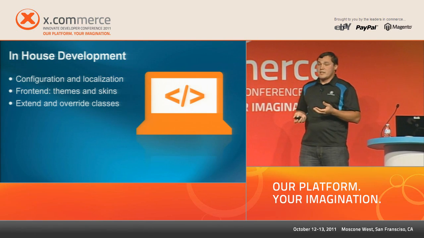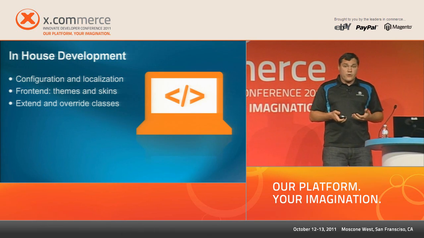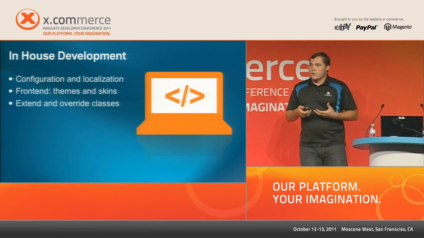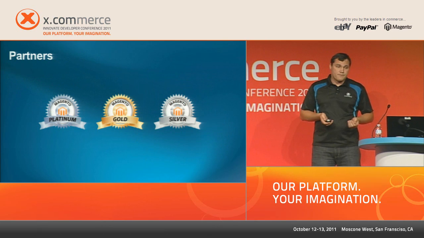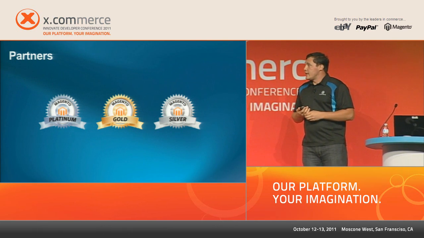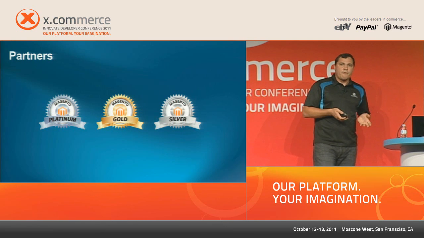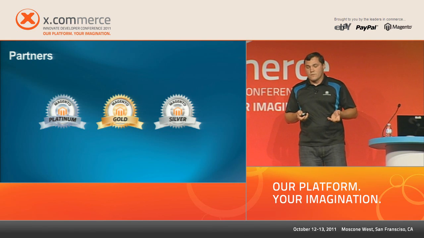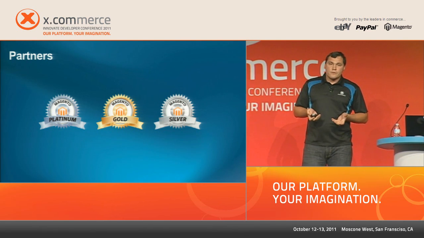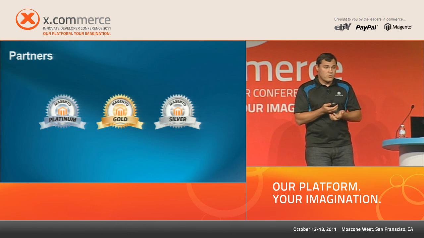You can start from changing configuration and localization of your Magento instance. You can change the look and feel of your front-end and back-end, and you can override classes and methods. Also, Magento has a lot of partners. We have solution partners, we have design agencies that are working with us, we have development firms, and they can help you to build your own store.